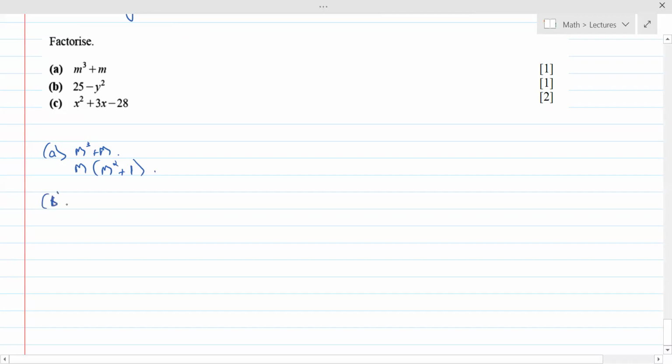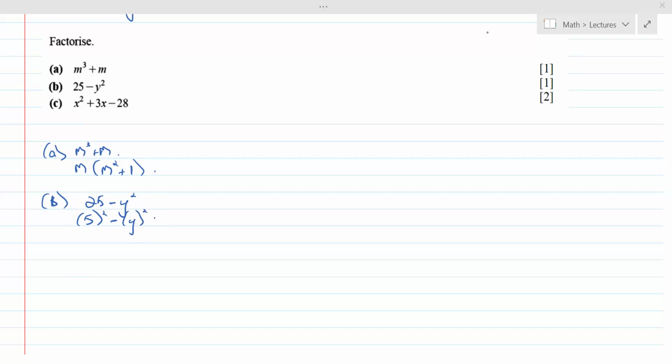Part B, 25 minus y square. Again, we have 2 terms here, and for these 2 terms we cannot take anything common, but the two terms what we can see are the perfect squares. 25, it's a perfect square of 5. And y square is the perfect square of y. So we have got the a square minus b square form here. And whenever we have a square minus b square form, we always go for a plus b into a minus b. So its factorized form would be 5 minus y into 5 plus y.